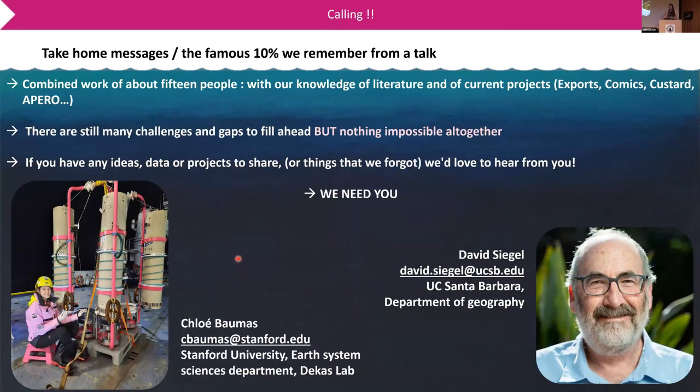My take-home message, if you have one thing to remember, is that it's a combined work of 15 people, and we are doing it with our own knowledge of literature and current projects, but there are still, as you saw, many gaps to fill ahead, but nothing is impossible together. So if you have any ideas, data, projects to share, or things that we may have forgotten, just come to see us and contact us. Thank you.